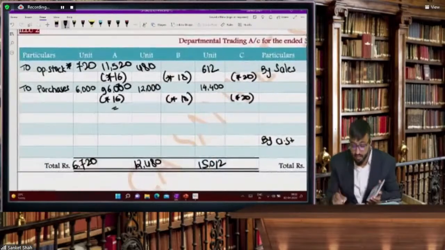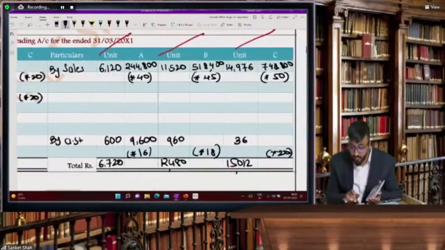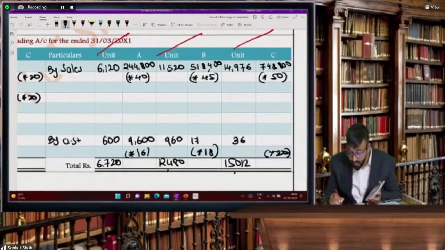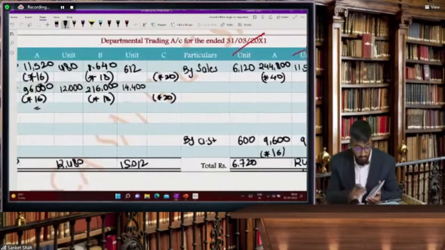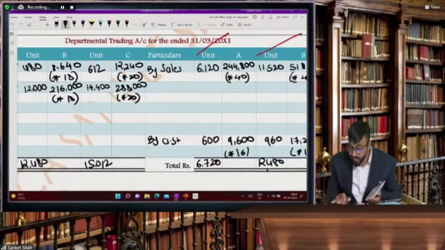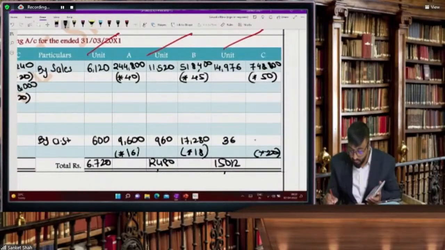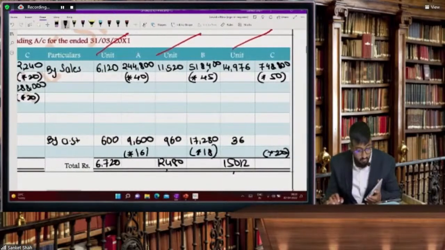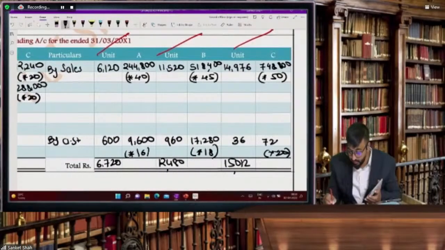One more time. 18 is common. So 18 into 480, 8640. Now just press 12,000, 2,16,000. And just press 960 is equal to 17,280. Third one. 20 into 612. Shortcut. 12,240. Then just press 14,400 is equal to 2,88,000. Just press 36 is equal to 720.